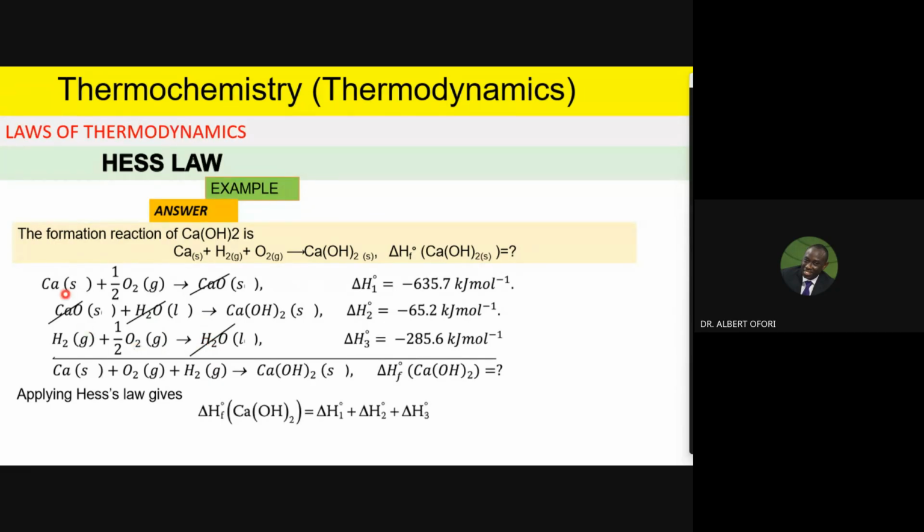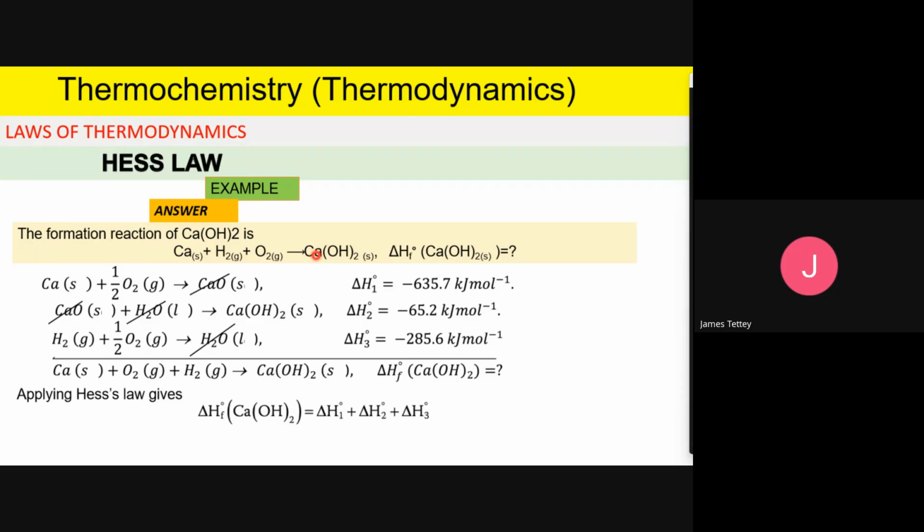What I'm left with is calcium, oxygen, hydrogen, oxygen. So I add everything together. Calcium is 1, hydrogen is 1, oxygen is half plus half, which gives you 1. Then what is left at the reactant side is calcium hydroxide, which is the target equation we are looking for. So it means that we just sum them up to produce this amount.